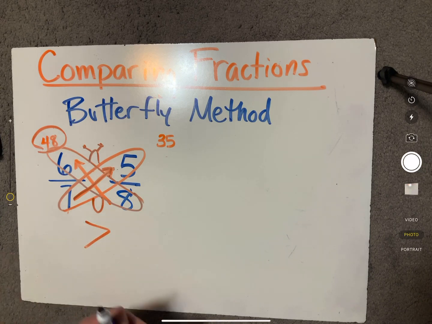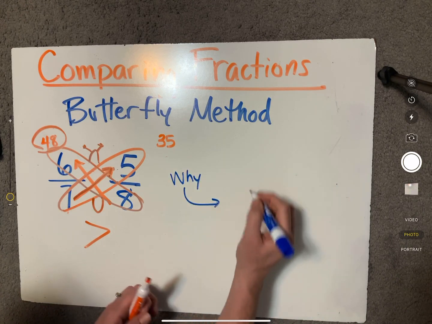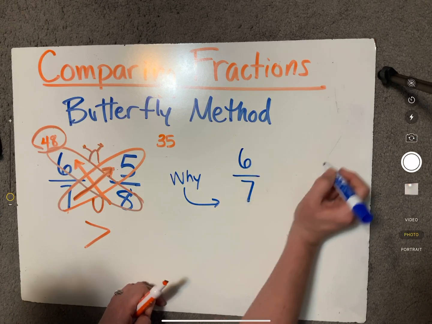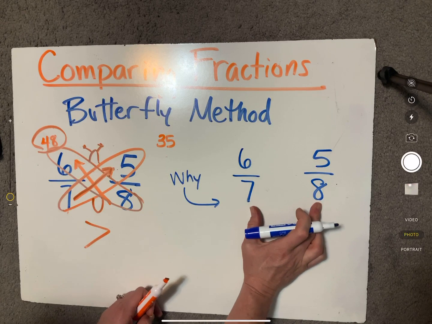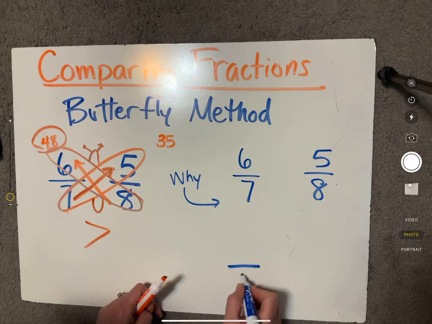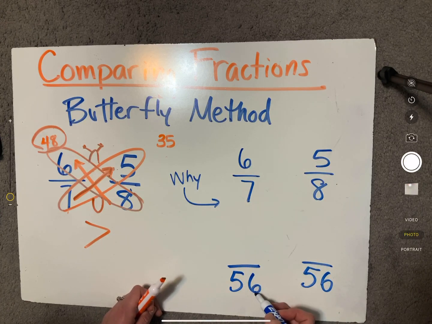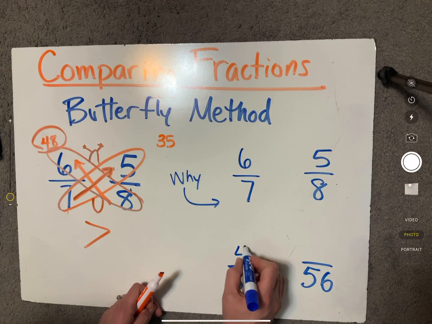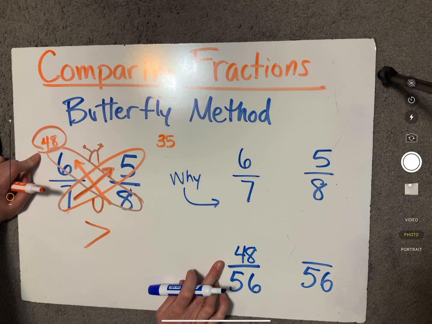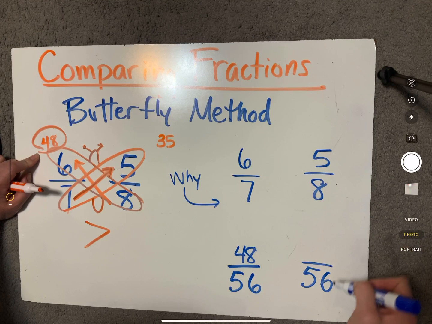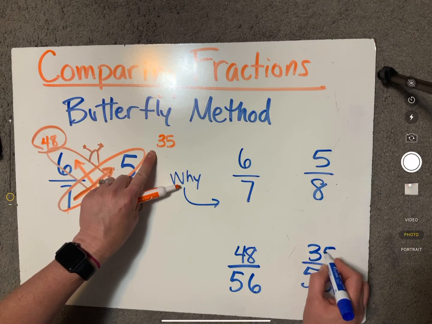Now let me show you why this works. So here's the why. If I had 6/7 and 5/8, and I was going to do my equivalent fraction mode, I know that 7 times 8 would be 56. 6 times 8 would be 48. Look at that, 48, 48. They match. Now 8 times 7 is 56. 5 times 7 is, you guessed it, 35.